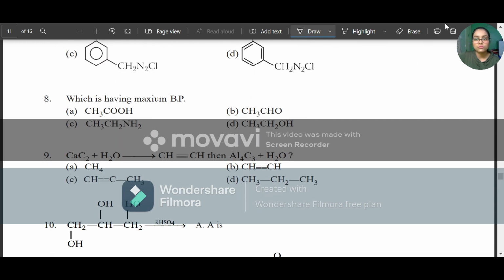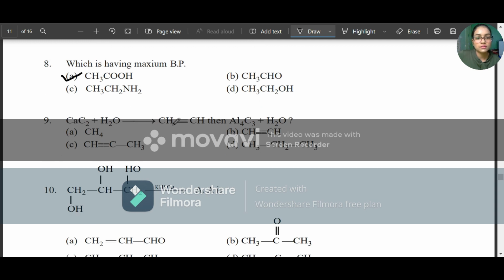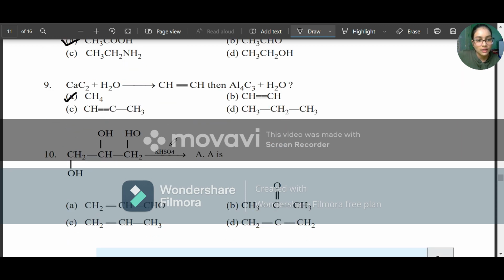Next we move to which has the maximum boiling point. This is an acid, this is a primary amine, this is an aldehyde, this is an alcohol. We have seen above that acid has the maximum boiling point. Next is CaC2 plus water, this is the product. When aluminium carbide reacts, we get methane. This is the KH, and this is a dehydrating agent, so water is removed from here.